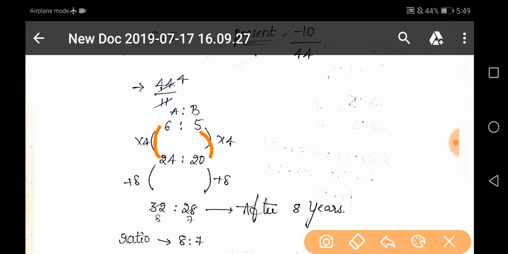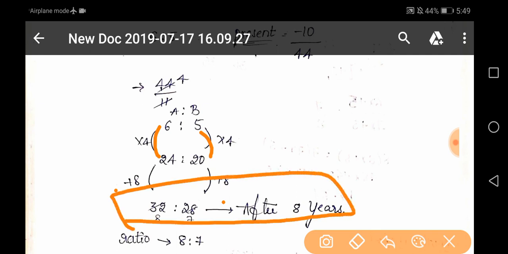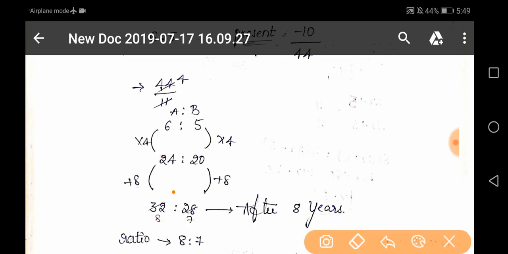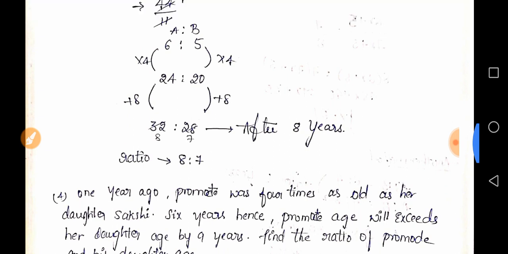But what they have given is after 8 years. So after 8 years means, as we know the present age, just add 8 on both sides. Then 24 plus 8 is 32, 20 plus 8 is 28. But this is not the correct answer. What they asked is in a ratio, so just do it in a ratio. That is 4 8s are 32 and 4 7s are 28. So 8 is to 7. This is how you will solve the problems.